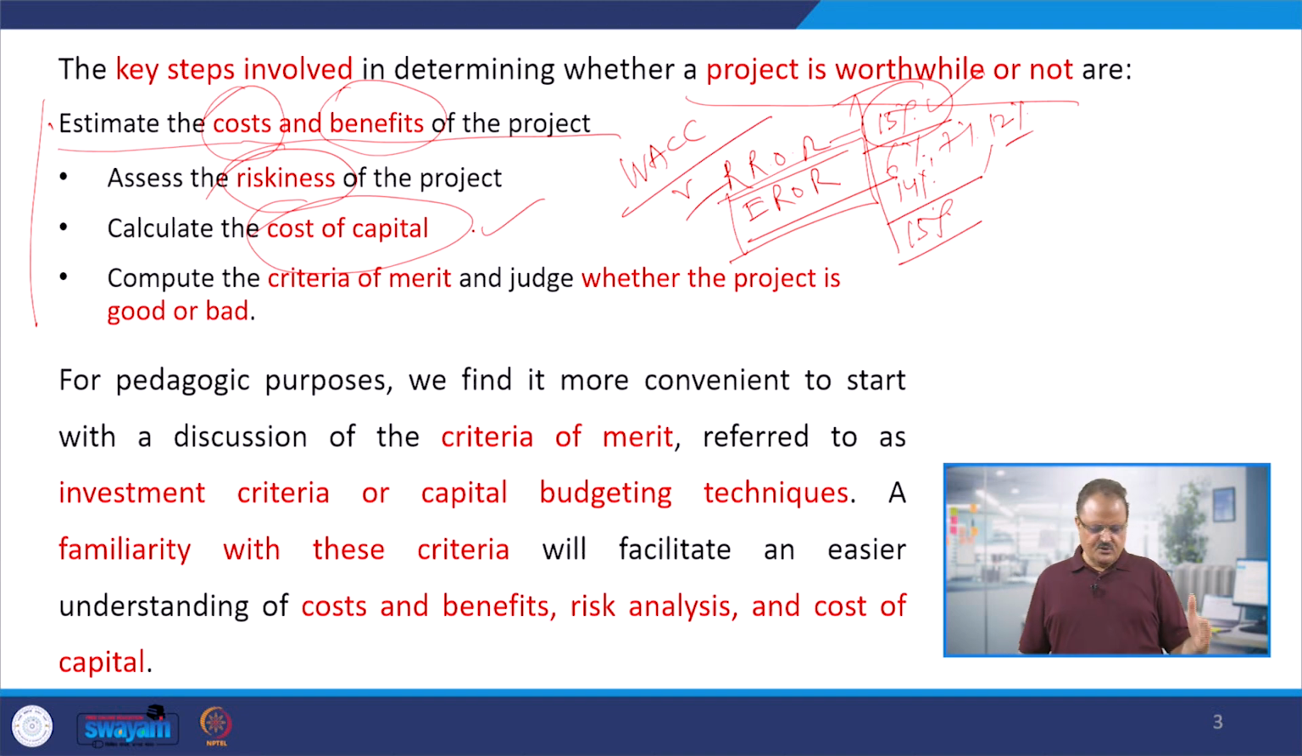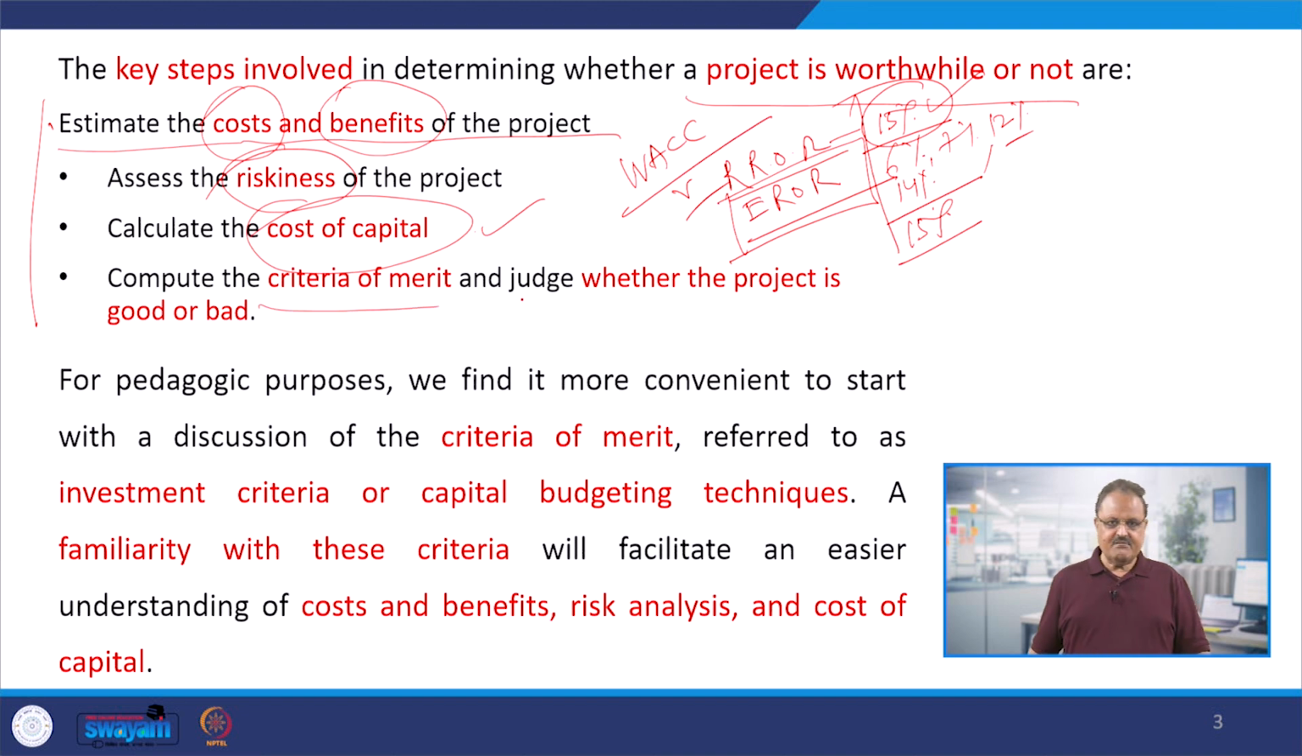If it is not going to give me 15% return, I will abandon the idea, I will not go for it. So, what you have to do is go for the costs and benefits, go for the riskiness, and finally see the cost of capital, because your required rate of return is 15%, so the expected rate of return should also be minimum 15%, and then only the proposal should be accepted. And finally, compute the criteria of merit and judge whether the project is good or bad.